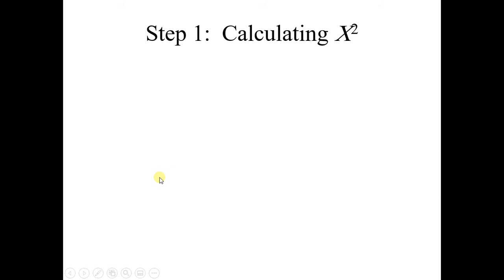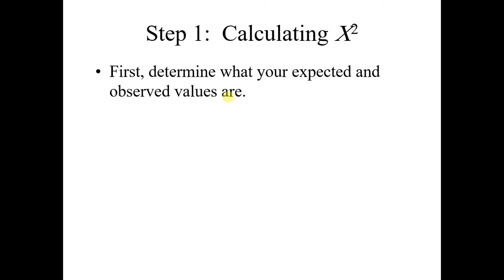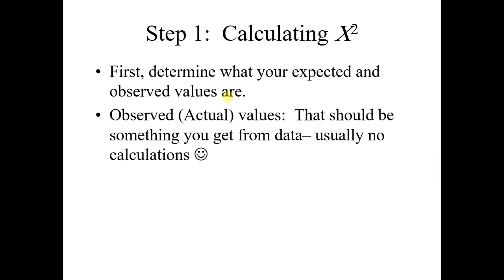So, in calculating chi-square, the first step is going to be to determine what you expect and what you observe. Your observed or actual values will always be given to you because these are things that you could get from your data. There's no calculations involved in figuring out observed values. This is what is going to be given to you in every question.